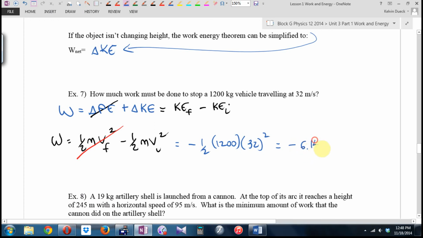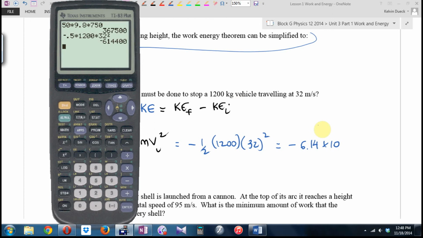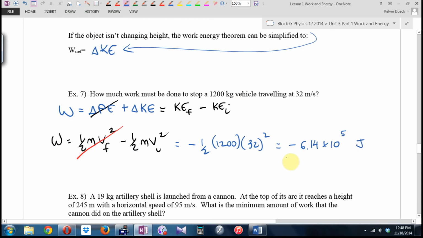Negative 6.14 times 10 to the 5 joules must be lost or removed from the car. What force is doing the work? Think about it. I heard it. Friction. Where is the energy going? Where is most of the energy going?